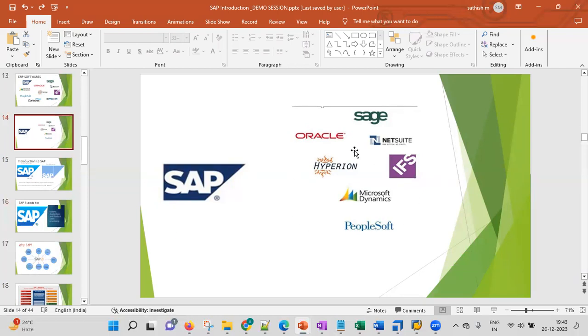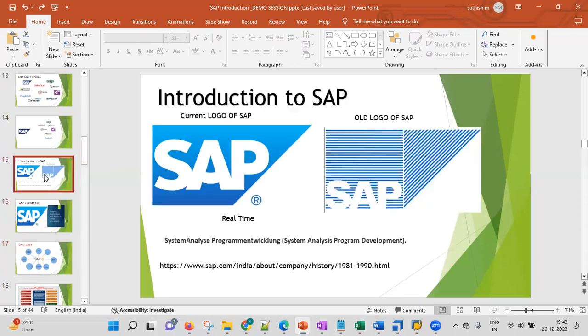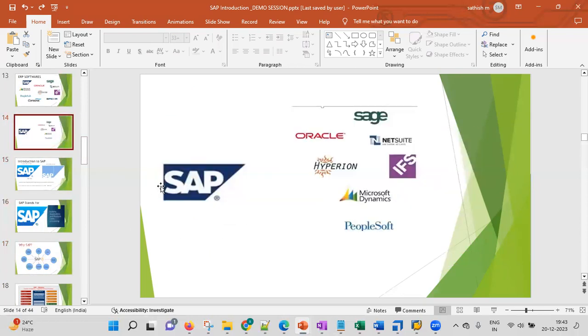Competitors of SAP are all the others, like Oracle, which also provides ERP. SAP also provides ERP. ERP means software, Enterprise Resource Planning, which we discussed right now. These are the competitors I told you about.